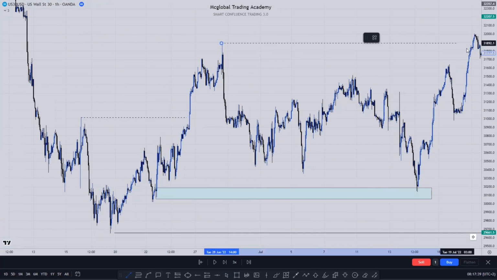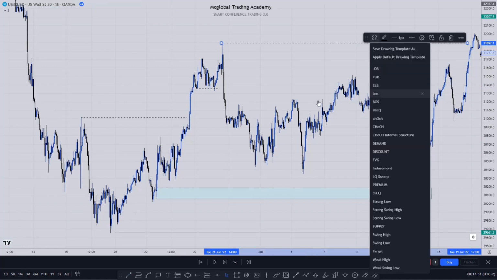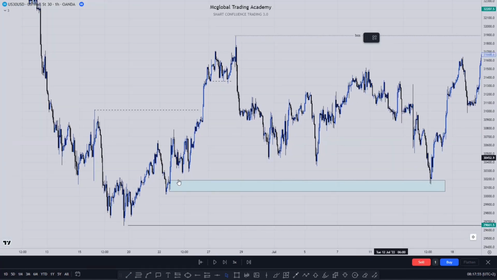They established that leg up there, right? Then where was our inducement? Our inducement in this case was up there. There was a break of structure there. After the break of structure, you would have even entered on this order block.